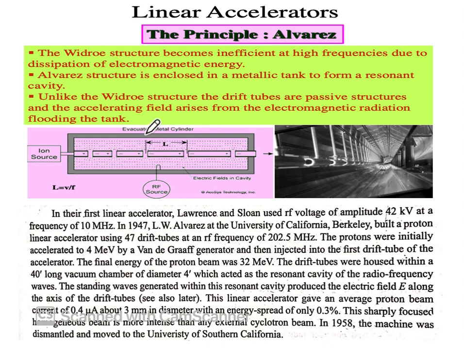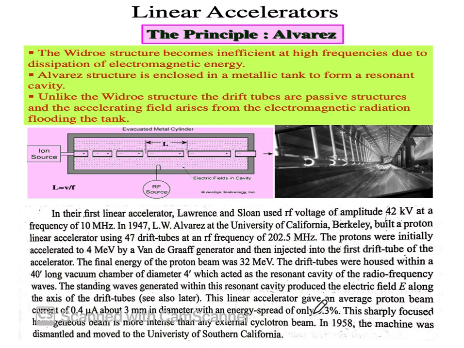You can see here the Wideroe structure becomes insufficient at higher frequencies due to dissipation of electromagnetic energy. But the Alvarez structure is enclosed in a metallic tank to form a resonant cavity. Here you can see it very nicely. Alvarez at the University of California, Berkeley, built a proton linear accelerator using 47 drift tubes at an RF frequency of 2.5 megahertz.